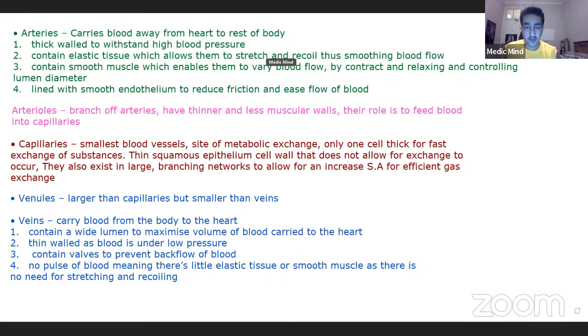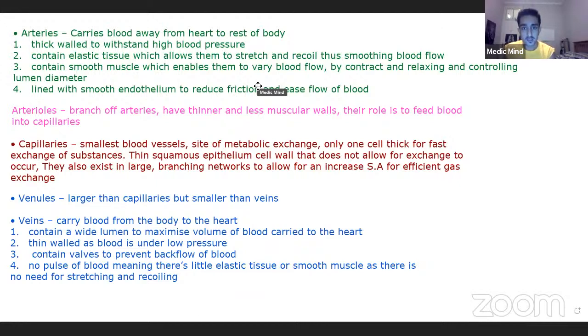So the capillary has no carrier or channel proteins for large substances to diffuse in. I'm not going to go as far as saying no, because there will be the basic carrier and channel proteins for it to fulfill its function, but it's got no specialized SGLT2 channel proteins for glucose transport.